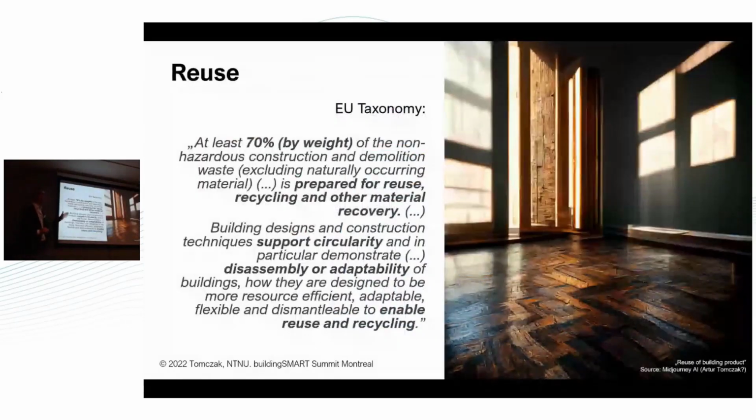In this slide, I quote the EU taxonomy, our European taxonomy, which says that at least 70% by weight of the construction and demolition waste should be prepared for reuse, recycling, or other type of recovery, which is a lot, 70%. And it also says that buildings and our designs should support circularity, the topic of today's presentation, and demonstrate disassembly or adaptability techniques, which is not very popular when you go and ask architects or structural engineers. And it also says that it should enable future reuse and recycling.